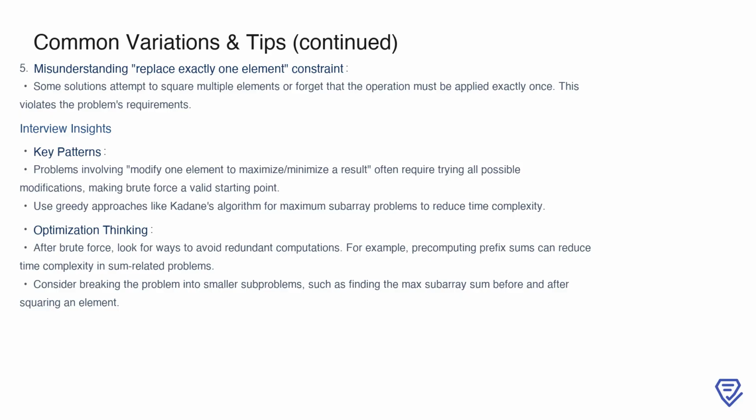Now, when it comes to interview settings, it's helpful to recognize key patterns. Problems that ask you to modify one element to maximize or minimize a result often require exploring all possible modifications. While brute force is a good starting point, leveraging greedy approaches like Kadane's algorithm can reduce time complexity, especially for maximum subarray problems. To optimize further, think about avoiding redundant calculations. For instance, pre-computing prefix sums can make your solution more efficient. Breaking the problem into smaller subproblems, such as finding the maximum subarray sum before and after modifying an element, can also simplify your approach and improve performance.